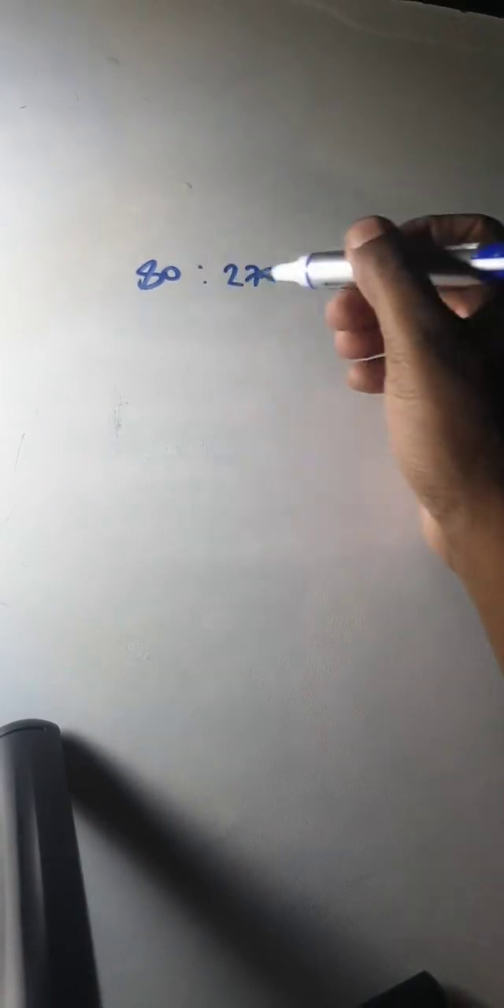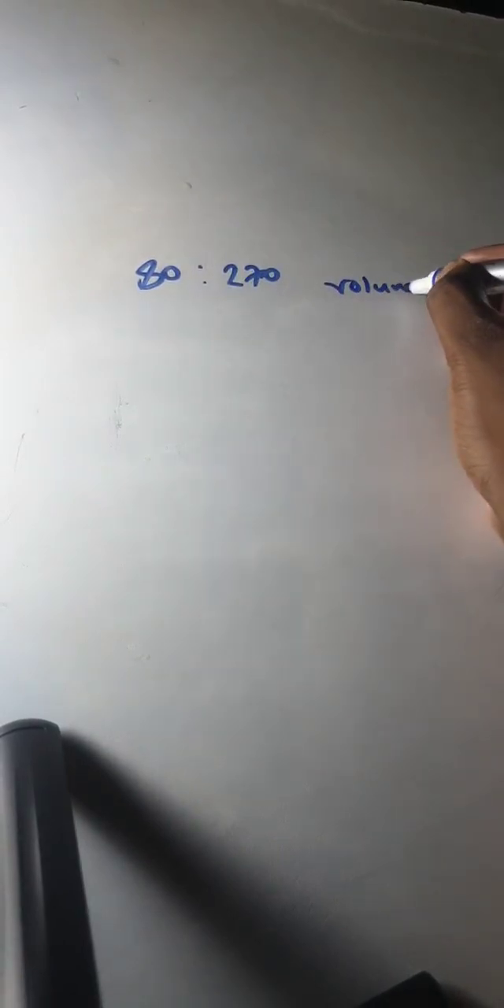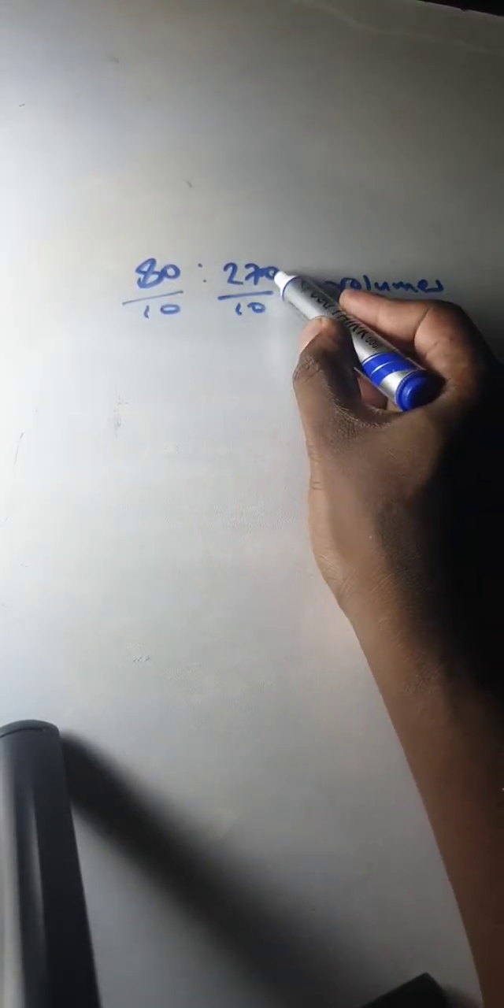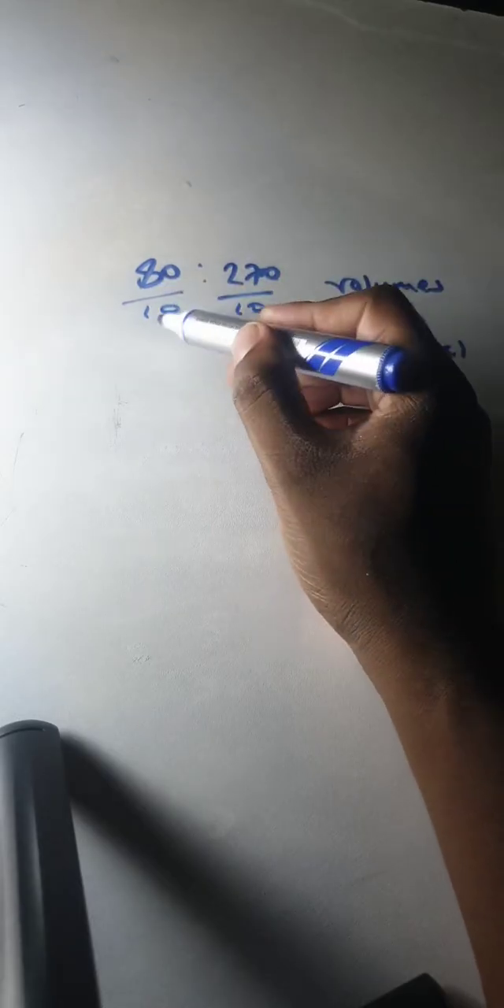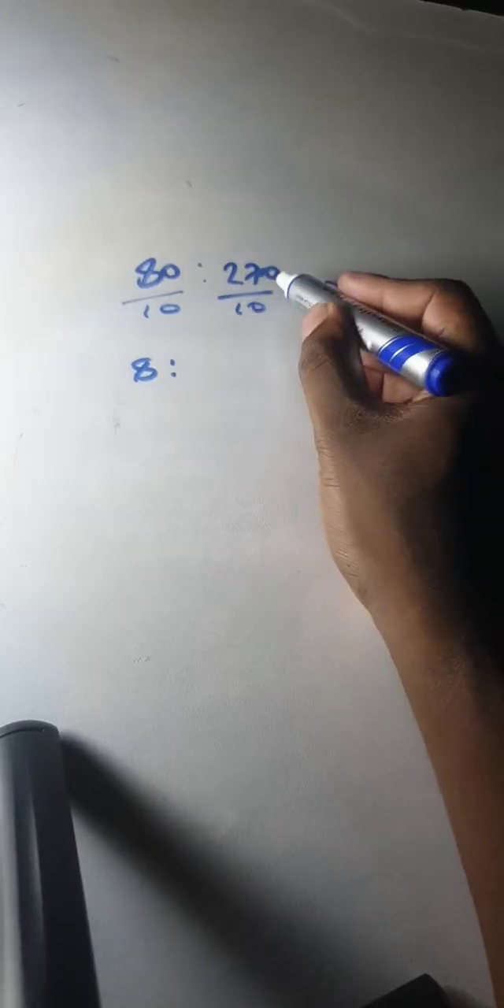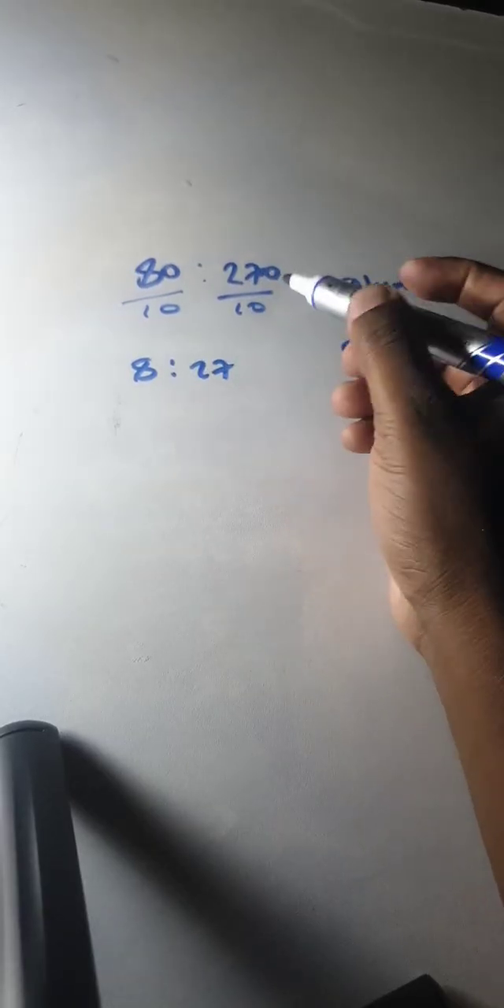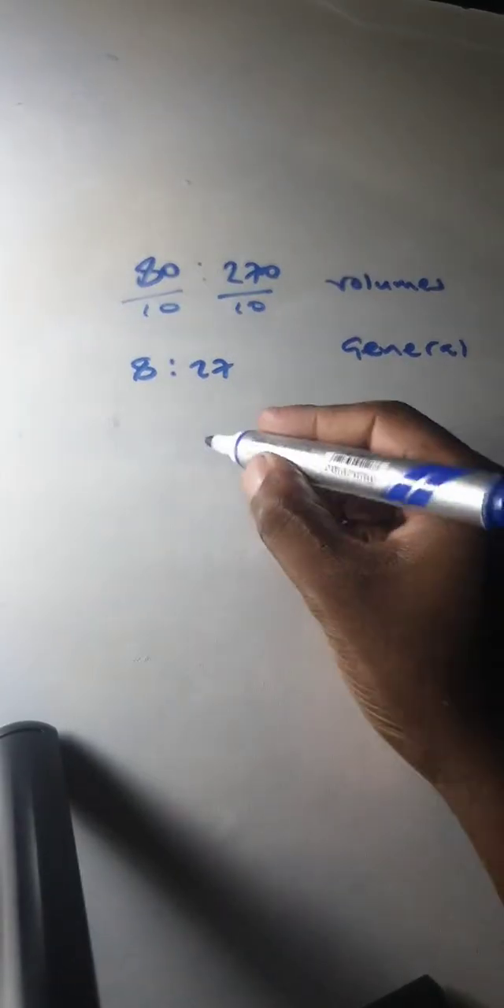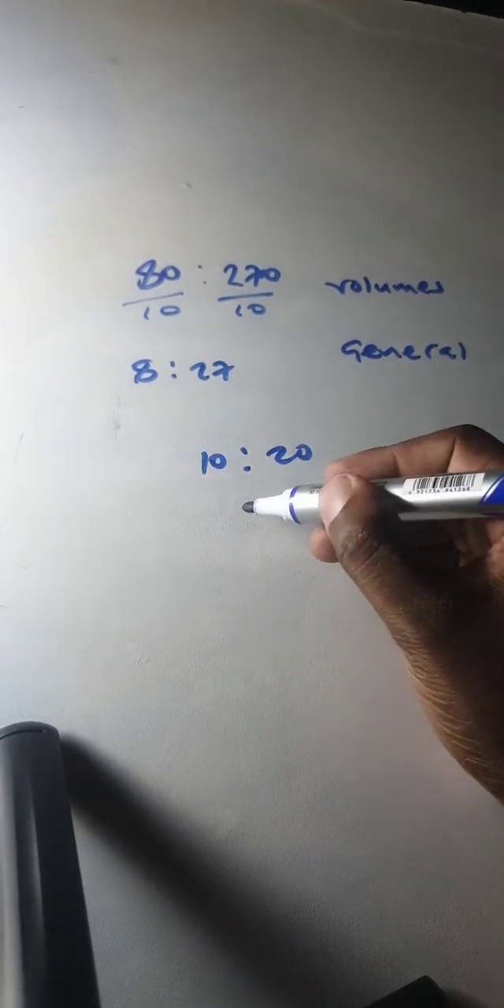Since the ratio is for their volumes, we need to change this ratio from volume to a general ratio that will help us determine the height of the larger solid. First, we divide both sides by 10 so that I get rid of that 0. 80 divided by 10 is 8. 270 divided by 10 is 27. Does that mean 80 to 270 is different from 8 to 27? No, it's the same. It's like 10 to 20, the same thing as 1 to 2.